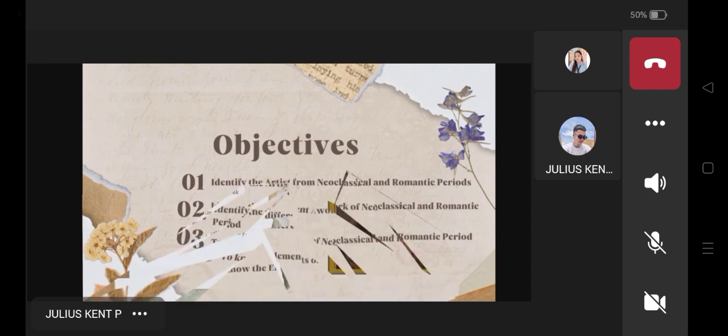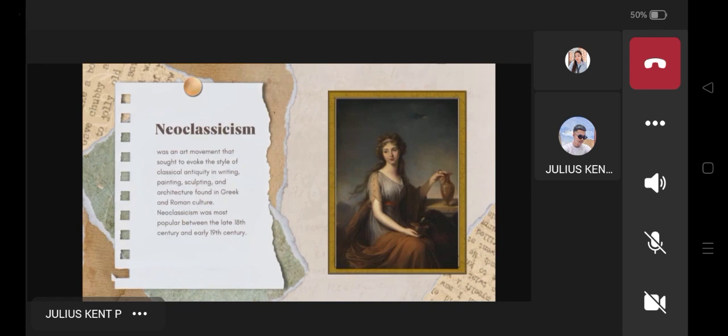So, ano nga bang Neoclassicism? Neoclassicism was an art movement that sought to evoke the style of classical antiquity in writing, painting, sculpting, and architecture found in Greek and Roman culture. Neoclassicism was the most popular between the late 18th century and early 19th century.